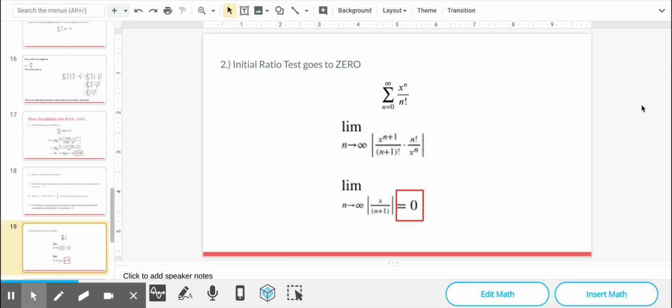Okay, trying to get through here. So the second possibility is, well, what happens if the initial ratio test goes to 0? What does that mean? How can that be interpreted? So again, let's take a look at an example and then talk about the result.